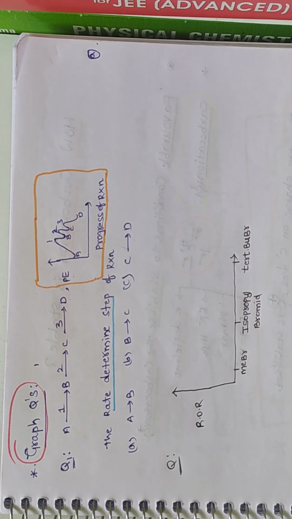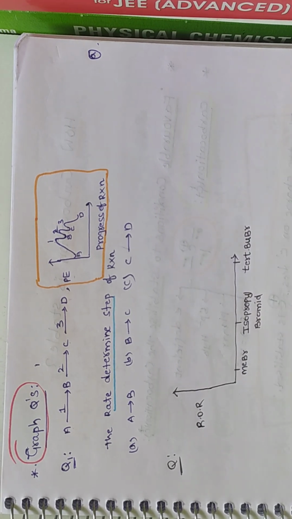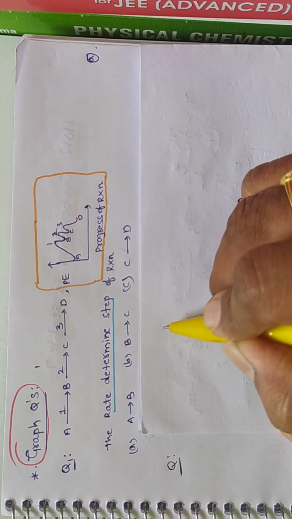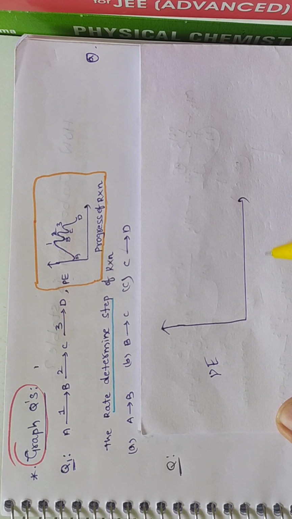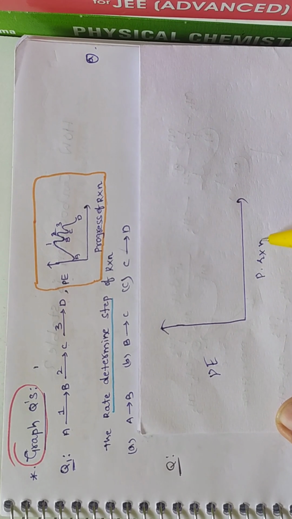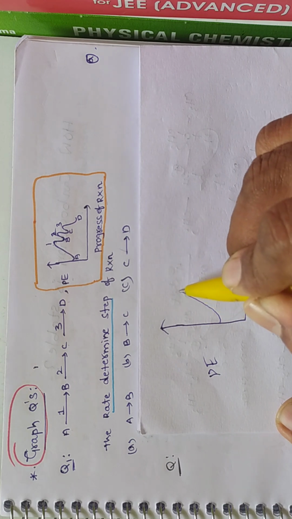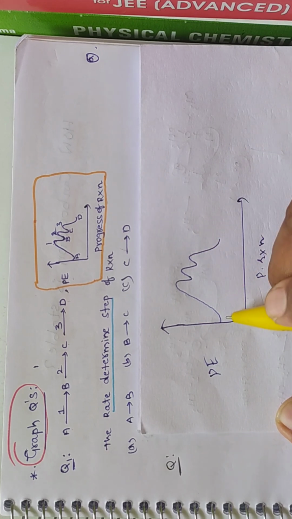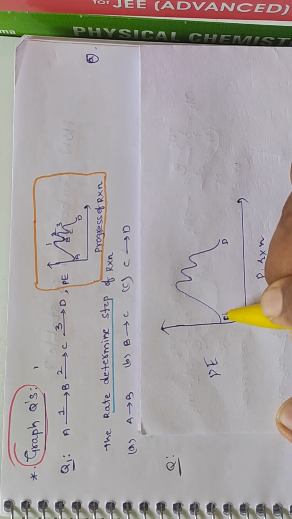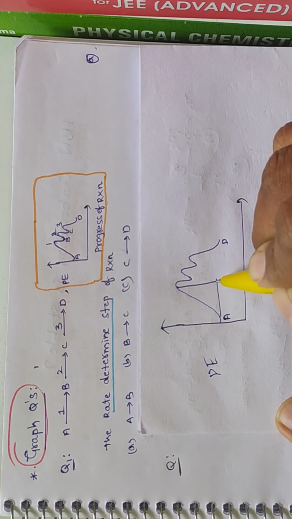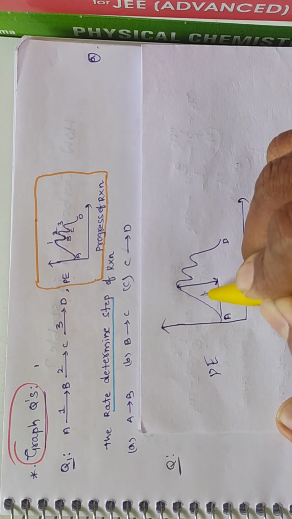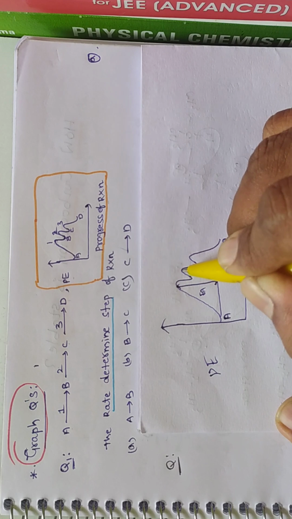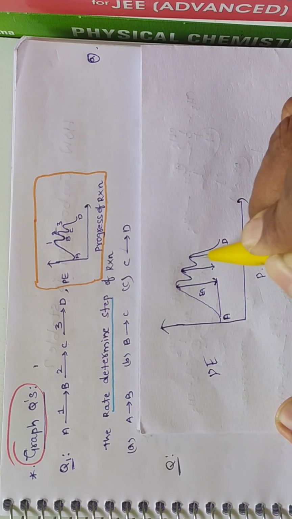Now the rate determining step is called what? The slowest step. The slowest step is always the rate determining step. In this graph, potential energy is plotted against progress of the reaction. See, where is the activation energy more? This is A, and this is D. From here to here is called the activation energy. For this reaction, this is the activation energy.